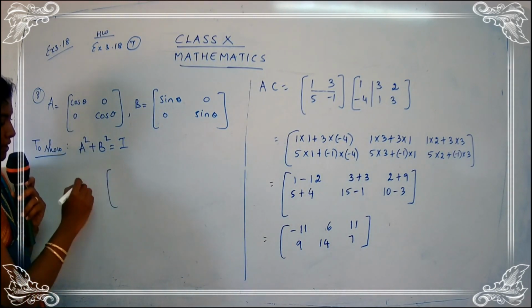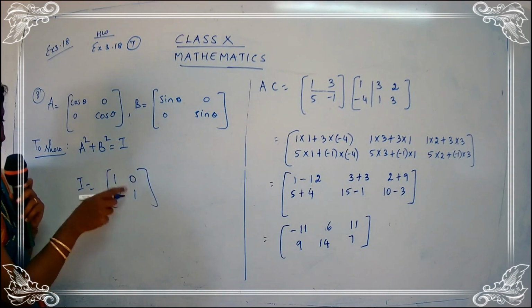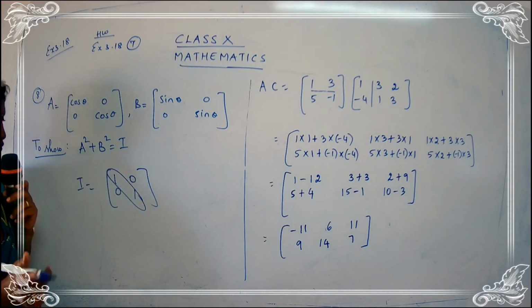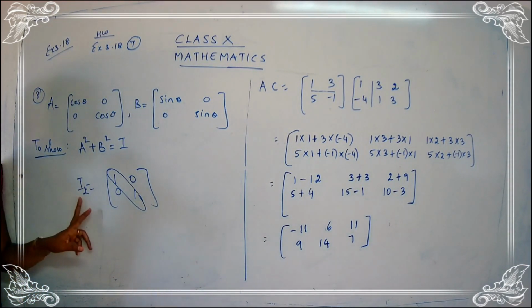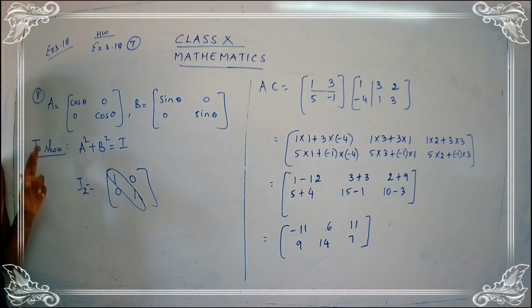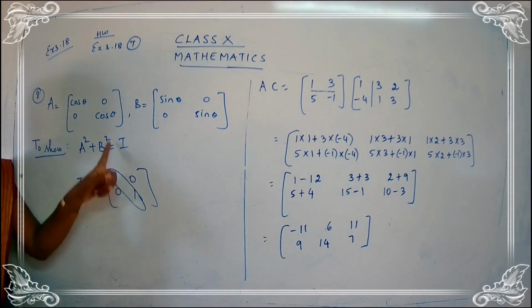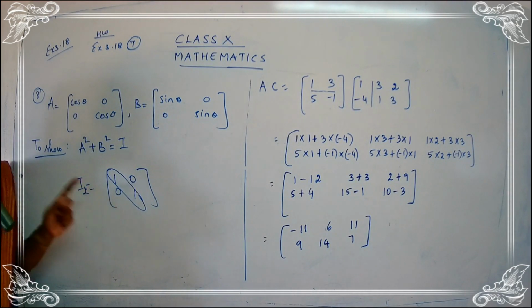That means I is equal to 1, 0, 0, 1. This is the identity matrix. The leading diagonals are 1 and all the remaining elements are 0. This is I2. What is the meaning of I2? I2 means identity matrix of 2 by 2, that is, number of rows is 2, number of columns is 2. The leading diagonal will be 1 and all the remaining elements will be 0.